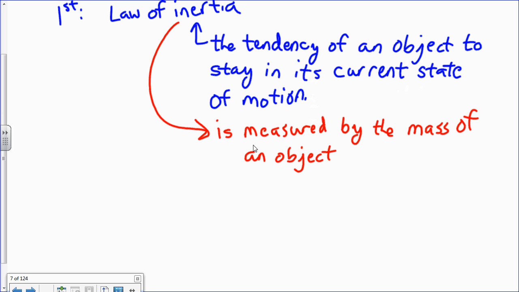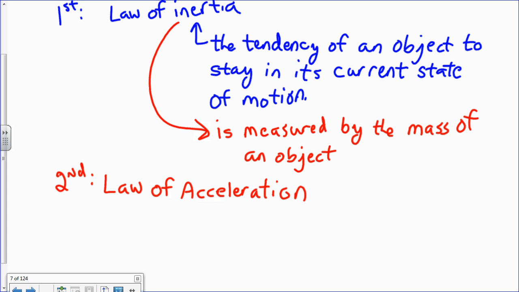All right. The second law of motion is the law of acceleration. In equation form, Newton said it this way. He said that the acceleration is equal to the force divided by the measure of inertia, which is the mass. If you had a big force, then that gave you a big acceleration. And if you had a big mass, then that gave you a smaller acceleration.